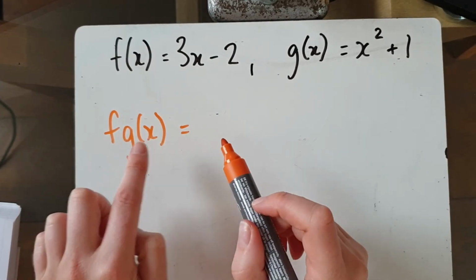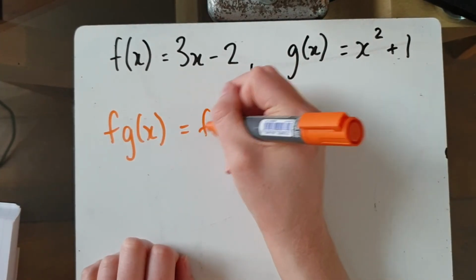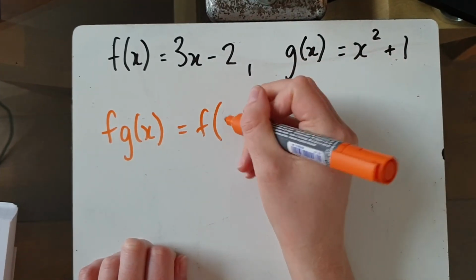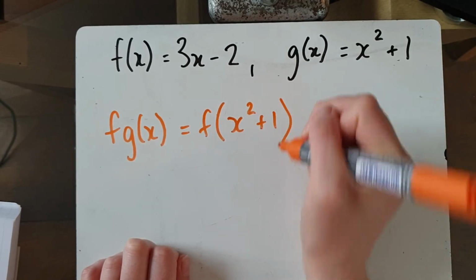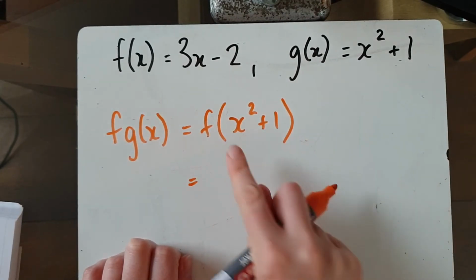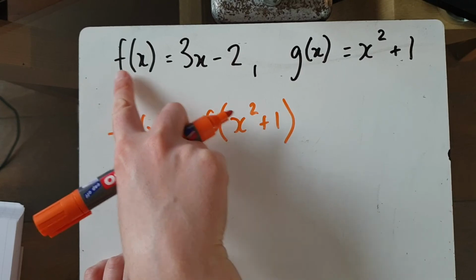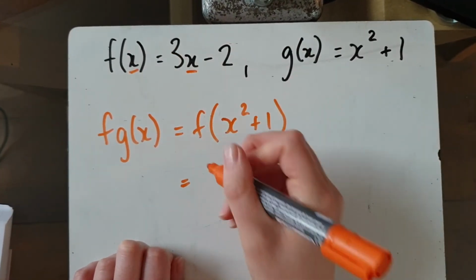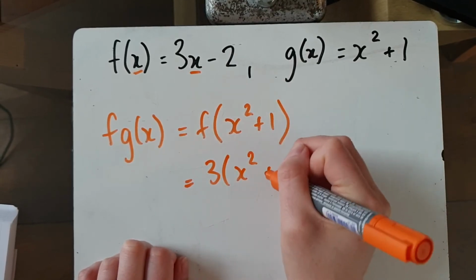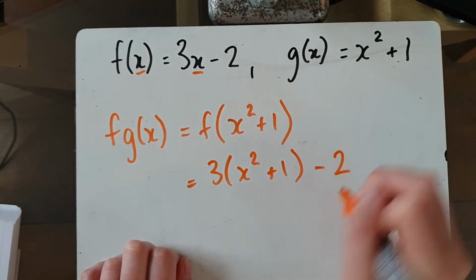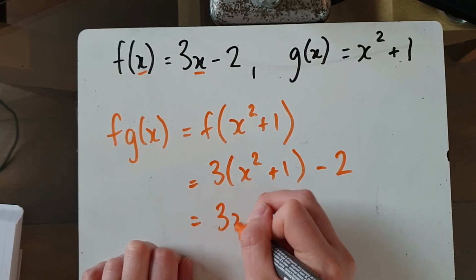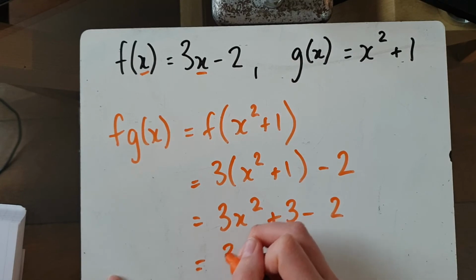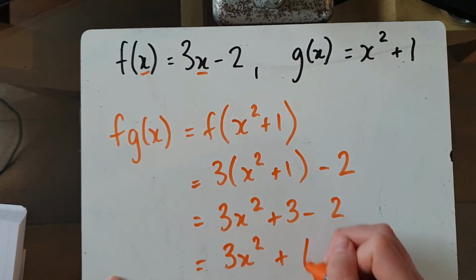So f of g of x means we're doing f of g of x, and g of x is x squared plus 1. We're now doing f of this. F takes what's in the brackets, it multiplies it by 3, and then it subtracts 2. So your final answer should be 3x squared plus 1.